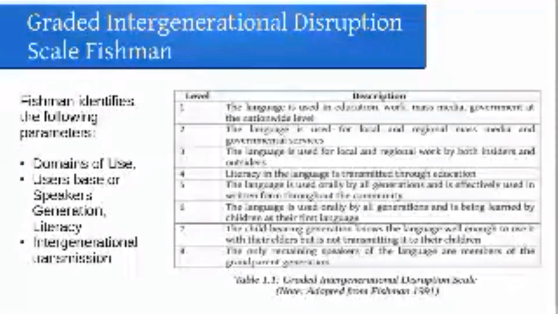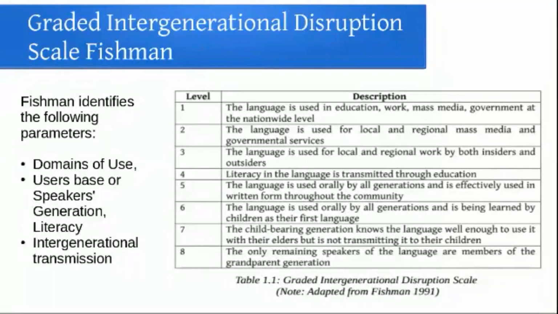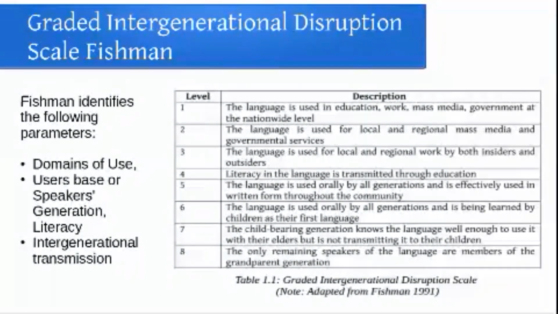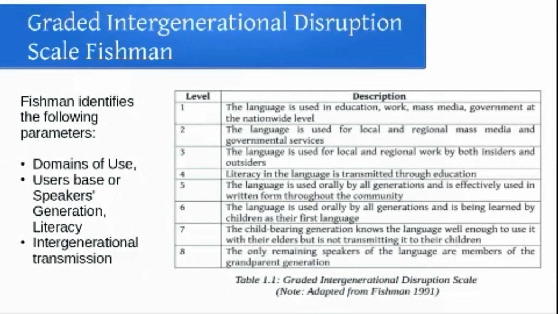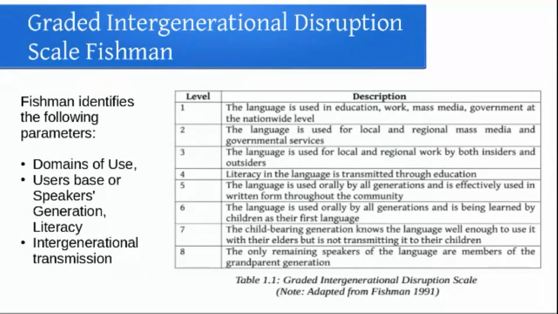If you see level 7, the elders know it but they don't transmit it. At level 6, the language is used orally by all generations and is being learned by children as the first language. So you move along grades from level 1 to level 8, and at the last level it is almost heading towards extinction. Now this is the graded intergenerational disruption scale.